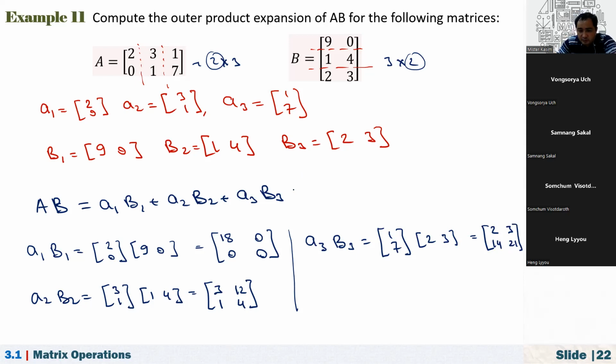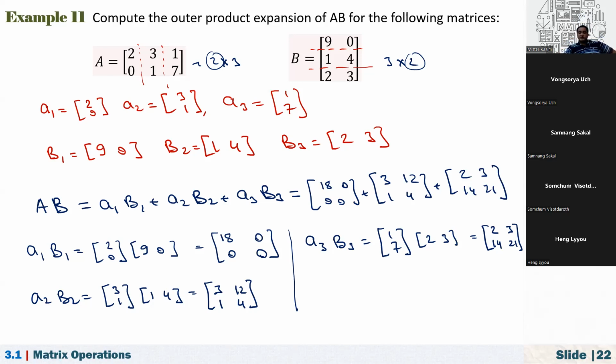So now I can write the outer product expansion of this AB. A1 B1 is 18, 0, 0, 0, plus the second one, 3, 12, 1, 4, and the last one is 2, 3, 14, 21. So that is the outer product expansion of this AB. And of course, if you add them, you can get the product of these matrices. And I think computers actually use this method to evaluate two matrices.